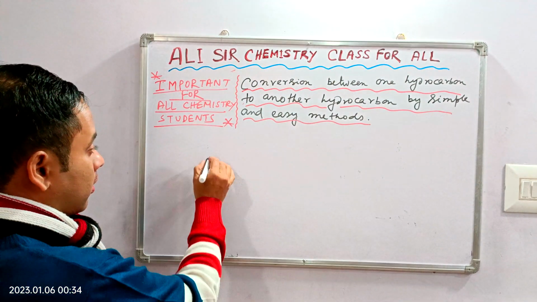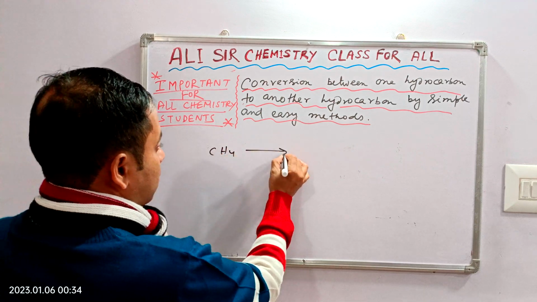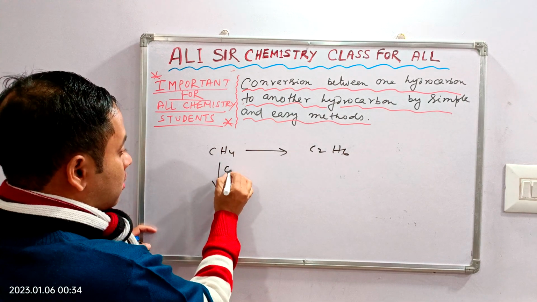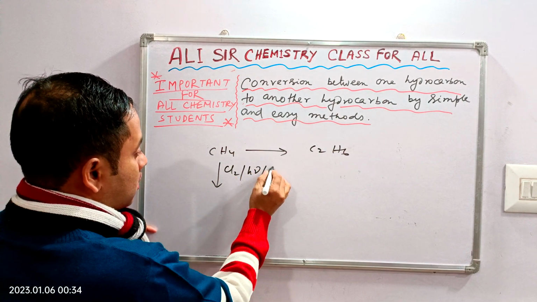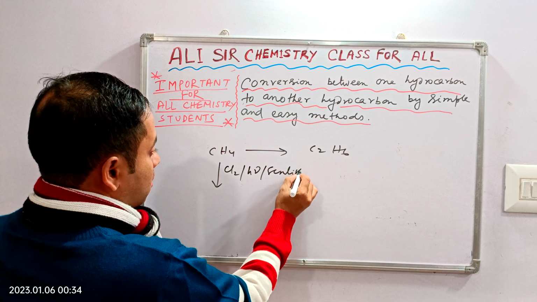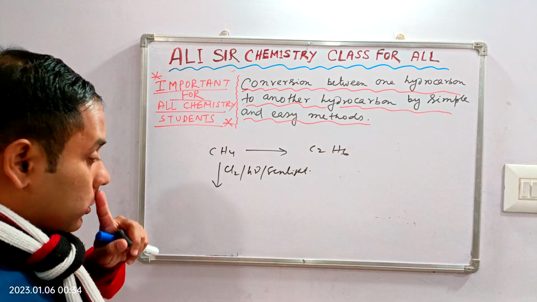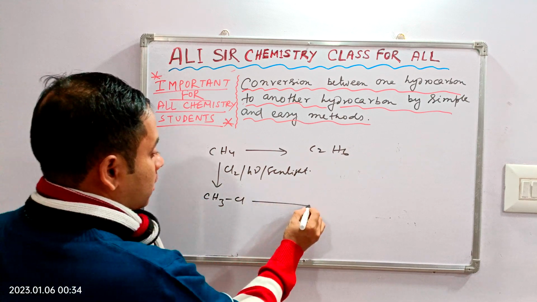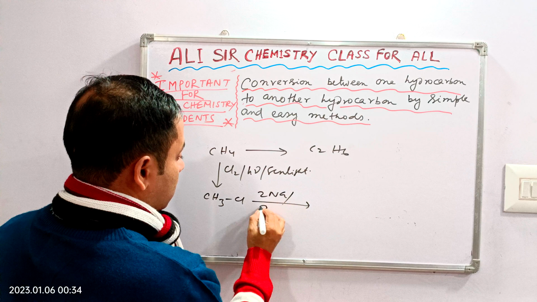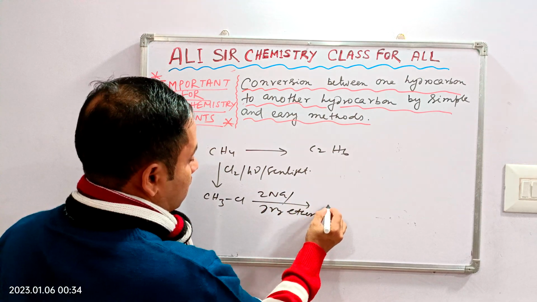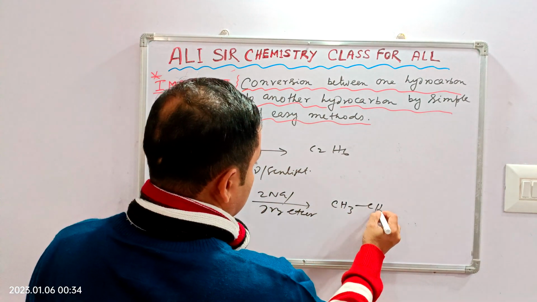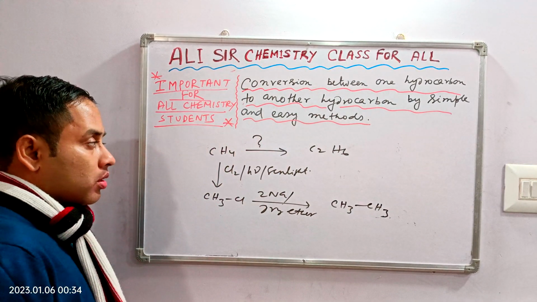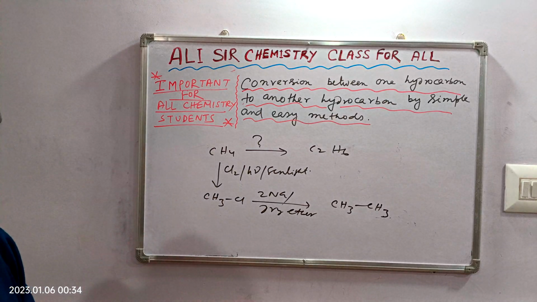I have again written here CH4 to C2H6. So the first step is chlorine in presence of hν or sunlight. Sunlight is a source of energy, which is a free radical reaction. Initially, we get CH3Cl, and then 2Na in dry ether, we get CH3-CH3. So it is a two-step process, conversion of ethane from methane.